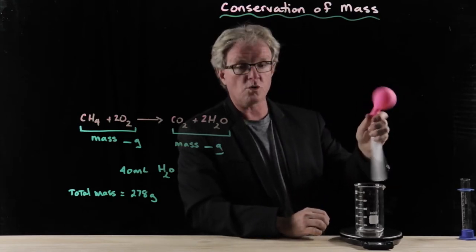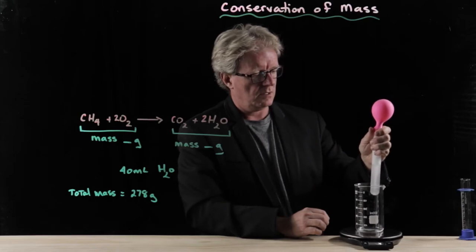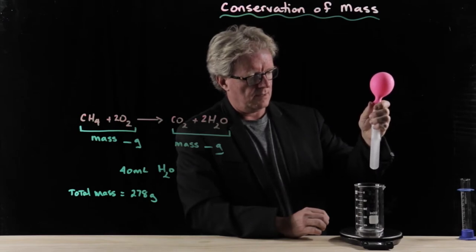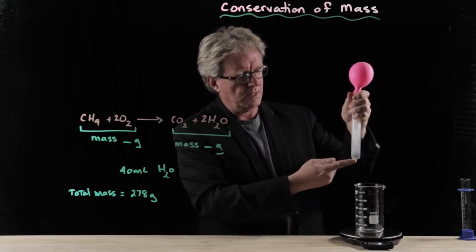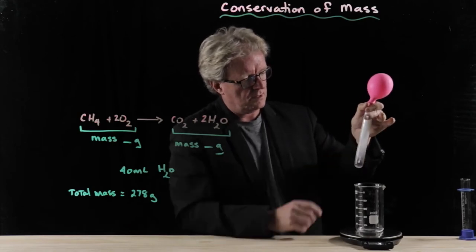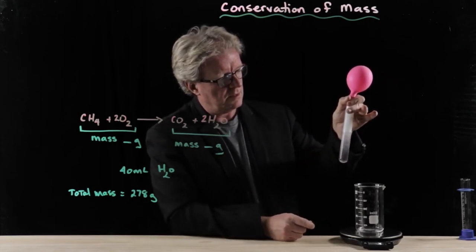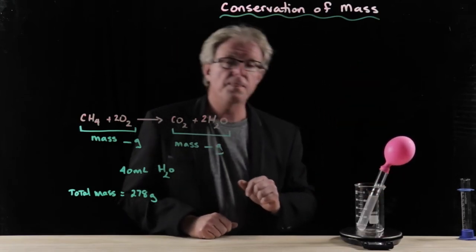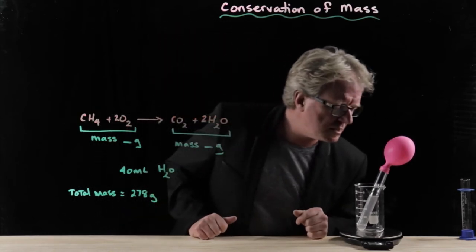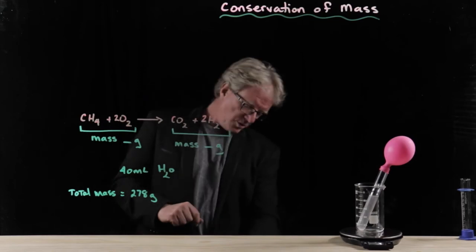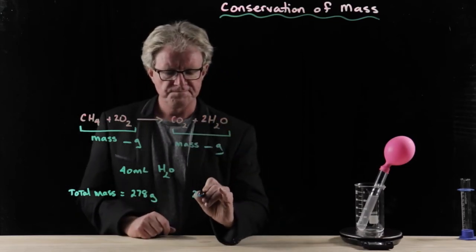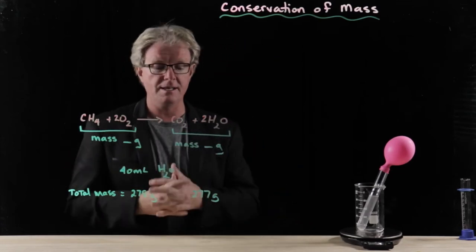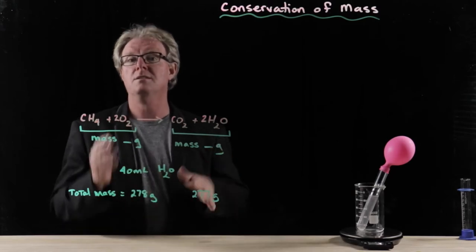Give it a bit of a shake to make sure it's all reacted. Okay, so we've still got a little bit down the bottom, but it's reacting away to make the gas. Okay, pretty much done. So let's have a look here what it is. 277. So it's gone down by 1 gram. Which, yeah, the laws of physics and chemistry still apply here. So we've got to find out why we had 1 gram mass loss.